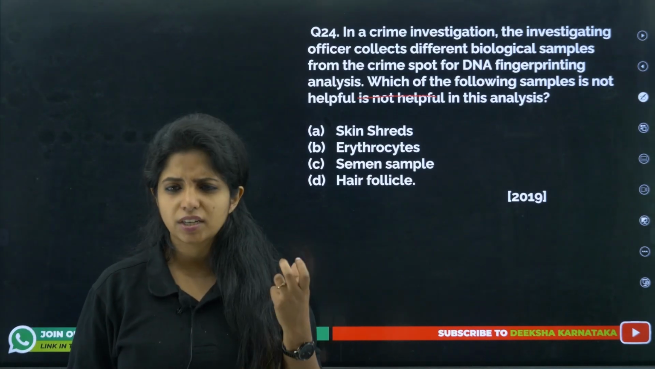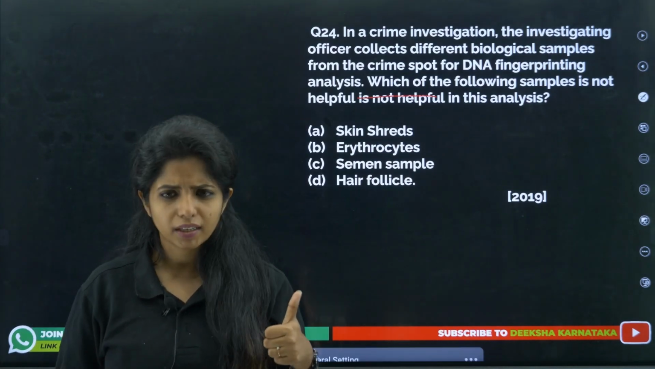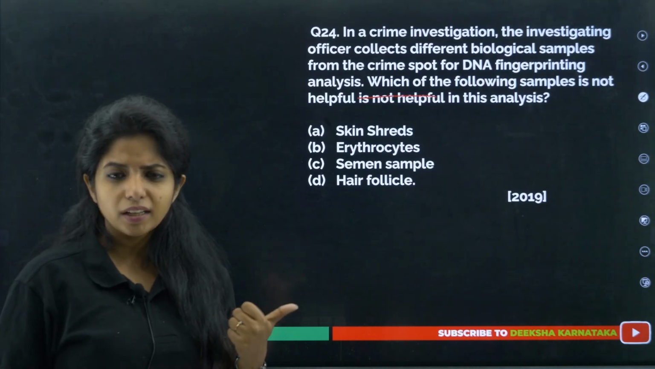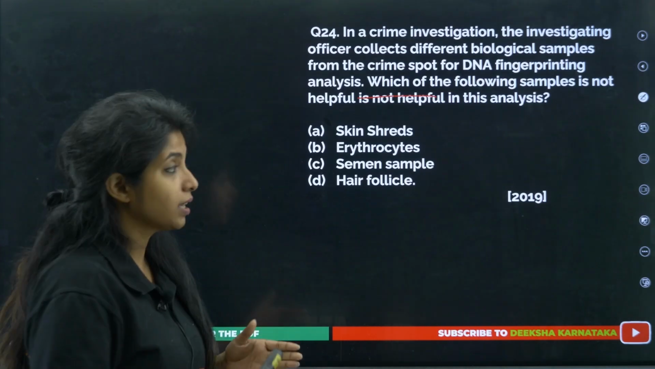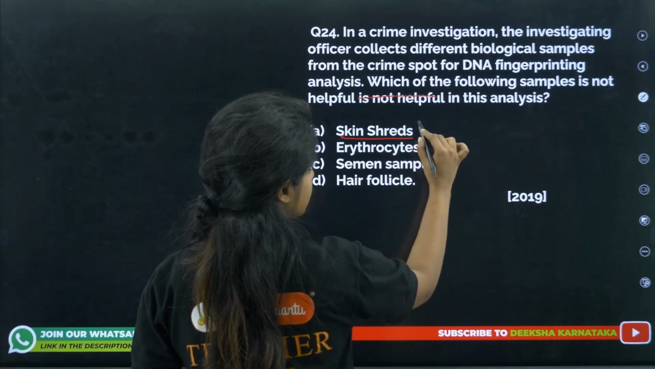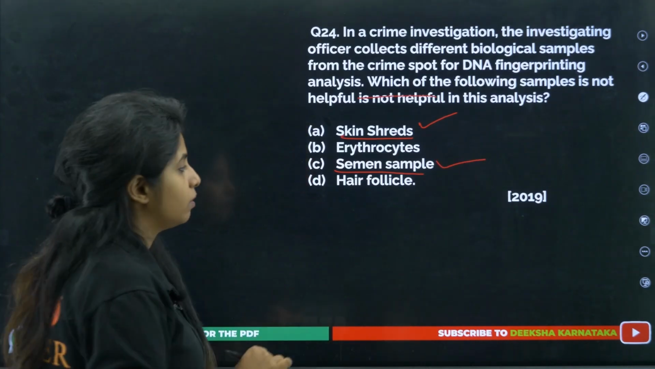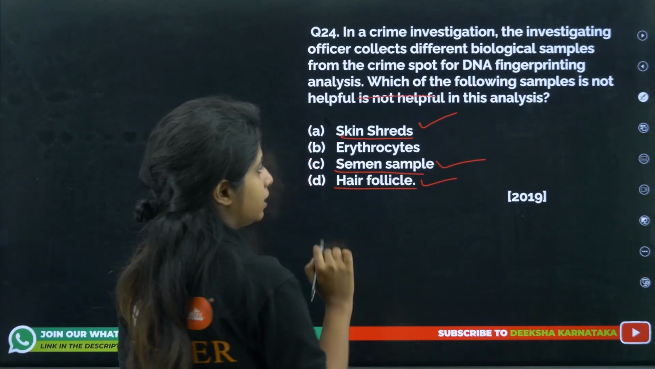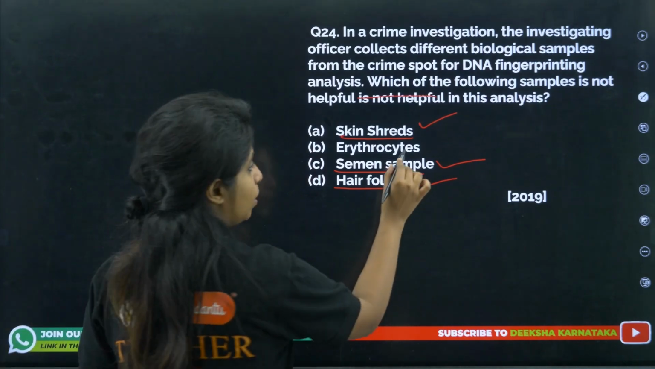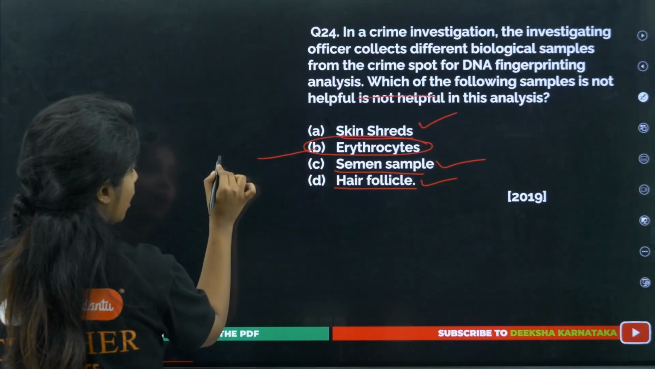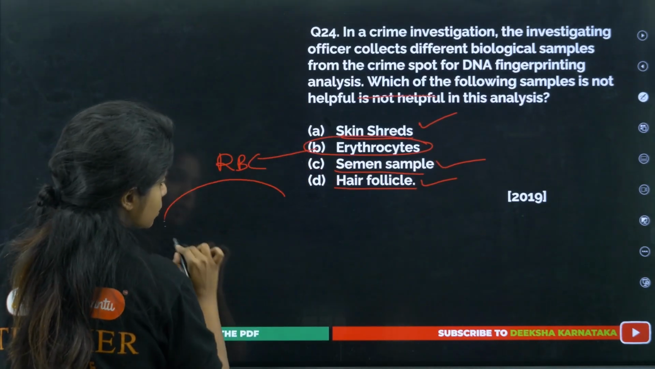So he took skin shreds. Can it help in finding the culprit? Yes, because it has a nucleus, it has DNA, so it's fine. Semen sample, yes, it also has DNA, it will be helpful. Hair follicle, definitely yes. Erythrocytes, a big no. Erythrocytes is basically RBC, my dear children.